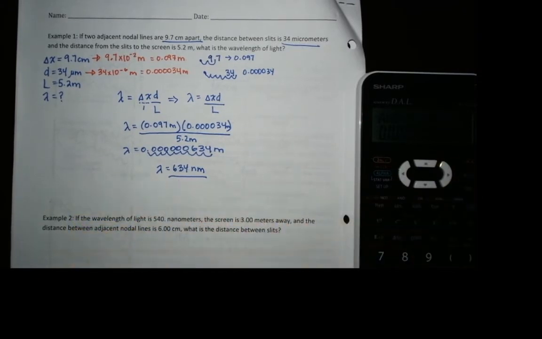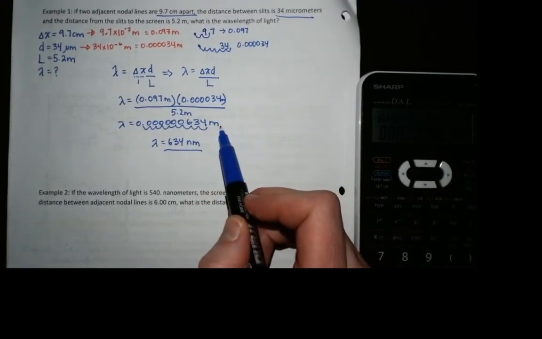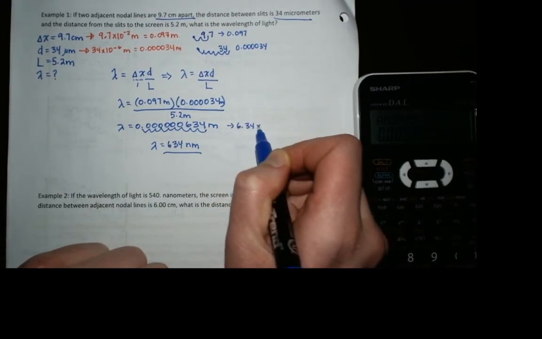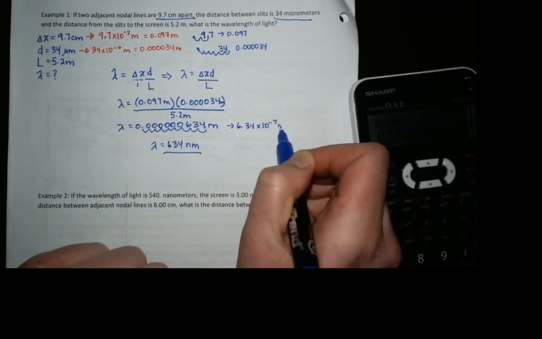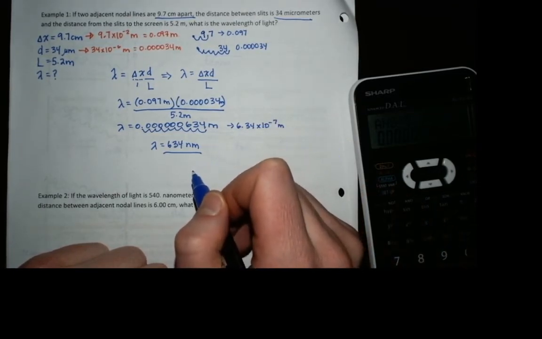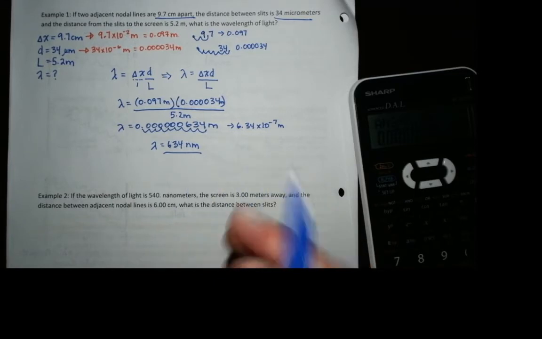All right, so let's have a look at example number 2. Oh, I should say, if you wanted to leave your answer like this, that's fine. You could even put it into scientific notation if you wanted to, or you could convert it to nanometers. Sometimes the question will ask you specifically what units you need to answer in, so just watch for that.